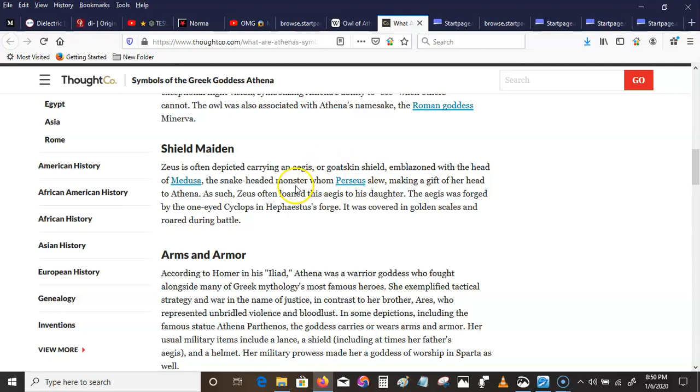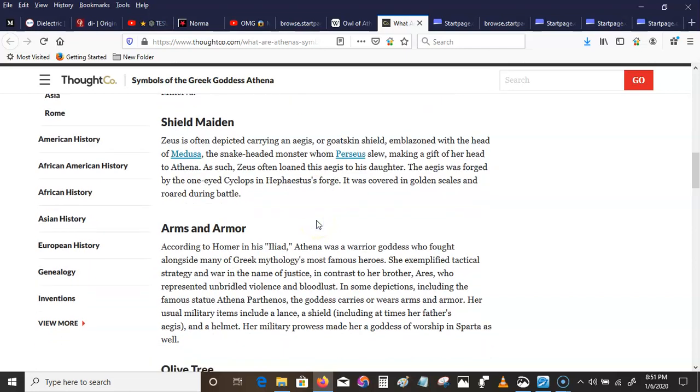Hello. With the head of Medusa, the seven-headed snake. You might know her out of the Bible as Leviathan. Whom Perseus. Perseus means destroyer. Same as Apollyon. Making a gift of her head to Athena. Zeus often loaned this shield to his daughter. It was forged by the one-eyed Cyclops in Hephaestus's forge. Vulcan's forge in the heat. And that's coming too.